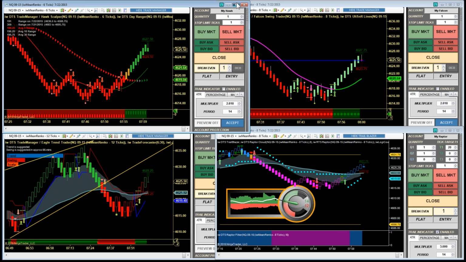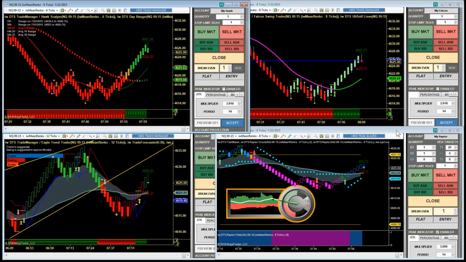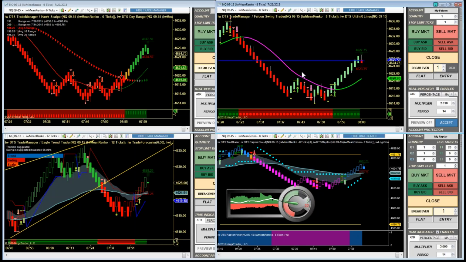So everything's turned over here now on our Hawk. Once again, markets, we don't have the signal yet, but everything has turned green. So we're looking to potentially be buyers here, at least from a scalping point of view.